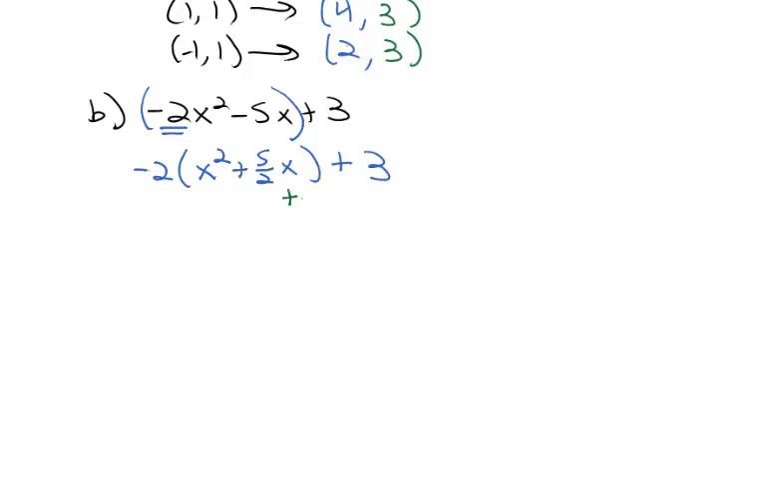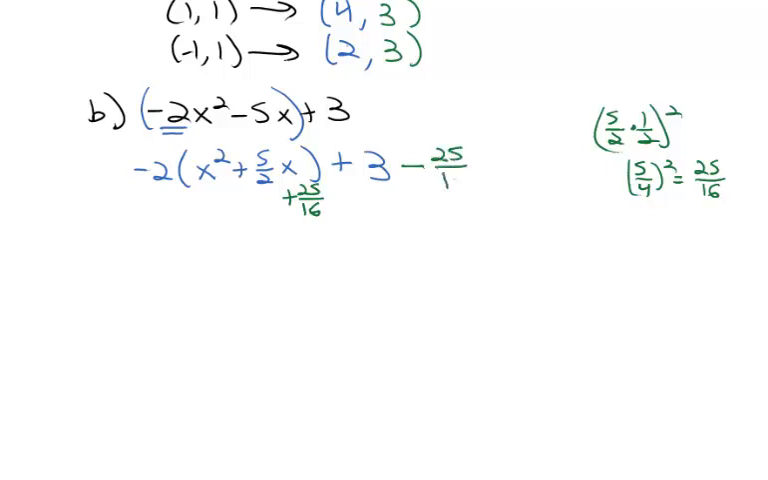Then we're going to add something inside the parentheses and subtract that same thing from the end to maintain our balance. The way we get that is we take the 5/2, we multiply by 1/2, and we square our answer. So 5/4 squared is 25 over 16. So we're going to add 25 over 16, and we'll subtract 25 over 16. But remember, we have to multiply that by the out front term of negative 2.